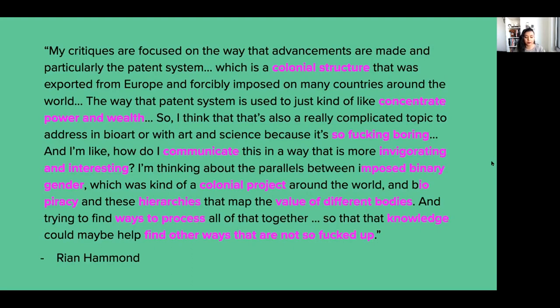Ryan Hammond also spoke about using their work as a bioartist to critique complex cultural and social histories, which are often dense topics, in a way that would capture the attention of an audience. They hoped they could use their work to distill this important conversation in a way that is easily accessible, even to those with perhaps a low level of biotechnological literacy.